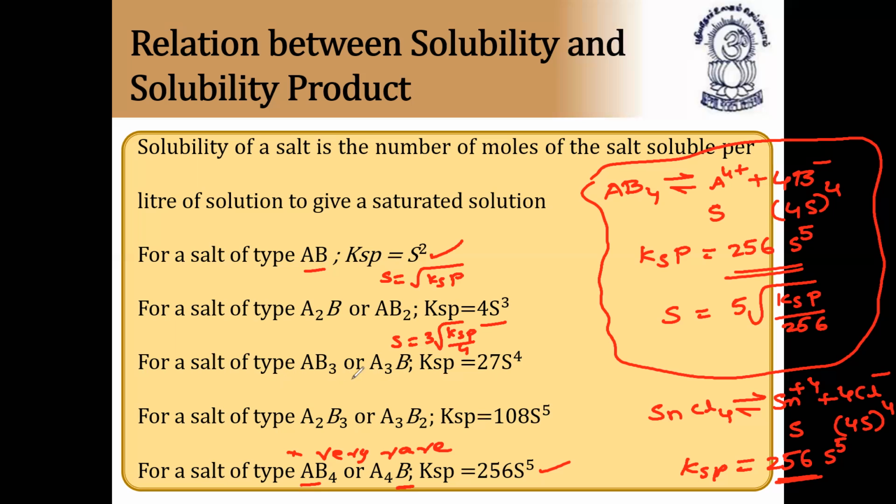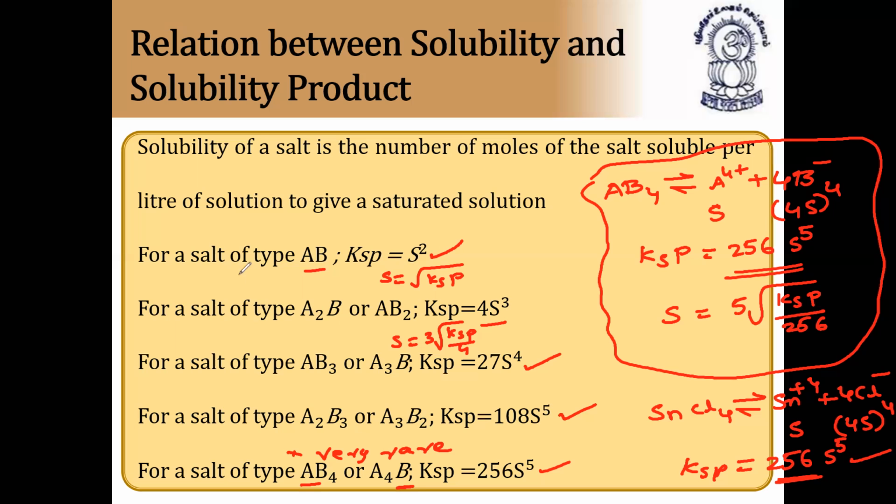For the salt of type AB3 or A3B, KSP is equal to 27 S power 4. For the salt of type A2B3 or A3B2, KSP is equal to 108 S power 5. And the last type of salts are very rare. So KSP is equal to 256 S power 5. How did we get 256 S power 5? I already told you, 4S to the power 4 means 4 4s are 16, 16 4s are 64, 64 4s are 256. So 256 S power 4 into S becomes 256 S power 5.